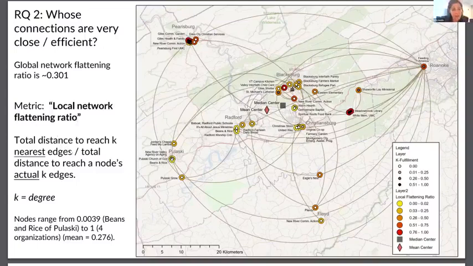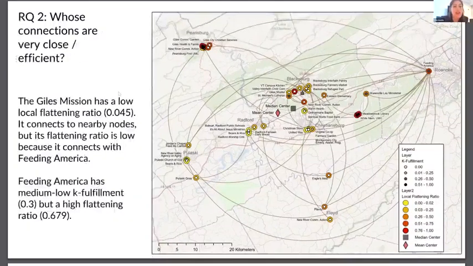The local network flattening ratio takes the total distance, and this is road distance in kilometers, to reach our K nearest neighbors, divided by the total distance to reach a node's actual K edges. The results here range from very, very low, so that is Beans and Rice in Pulaski, to very, very high, which is 1, meaning that they're connected to all their nearest neighbors. The mean here is 0.276.